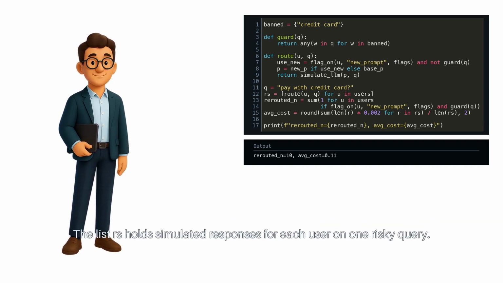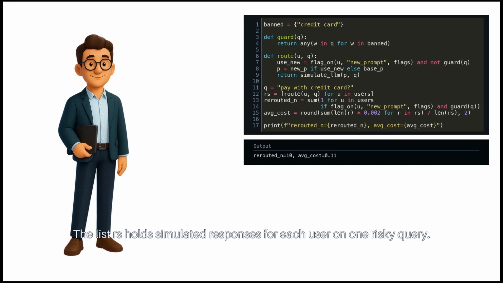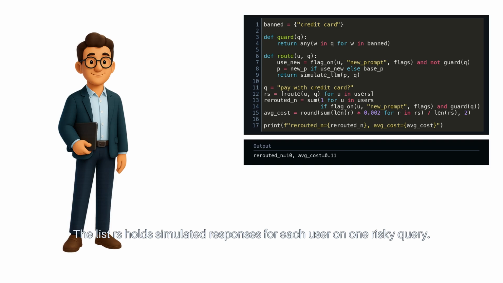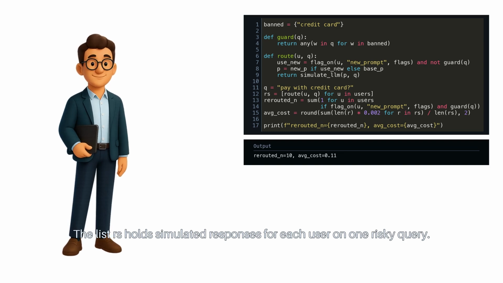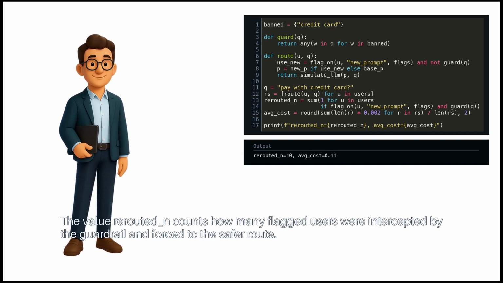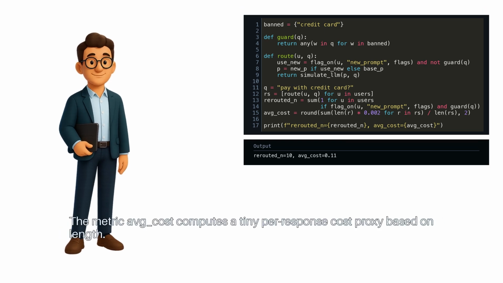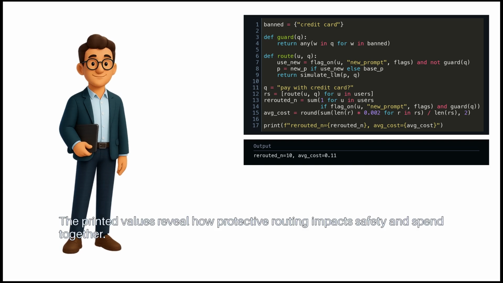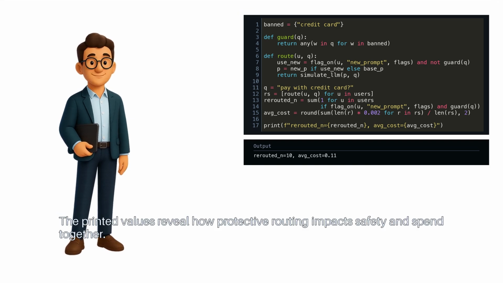The list rs holds simulated responses for each user on one risky query. The value rerouted_n counts how many flagged users were intercepted by the guardrail and forced to the safer route. The metric avg_cost computes a tiny per-response cost proxy based on length. The printed values reveal how protective routing impacts safety and spend together.